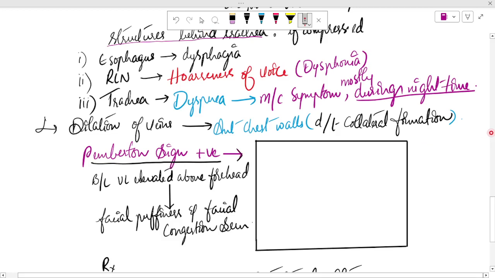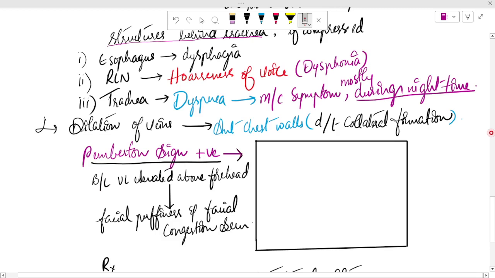Now, what is the most important sign that we see in goiter patients due to presence of these dilated veins? That is a sign called the Pemberton sign. What is the Pemberton sign? You ask the patient to lift both upper limbs above the forehead.